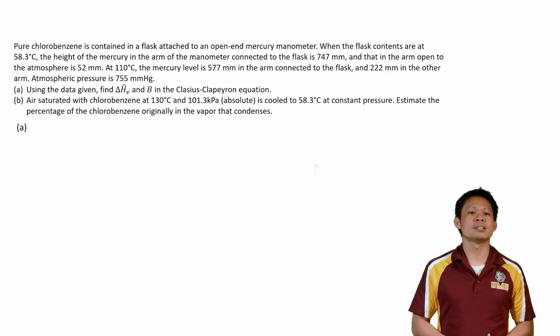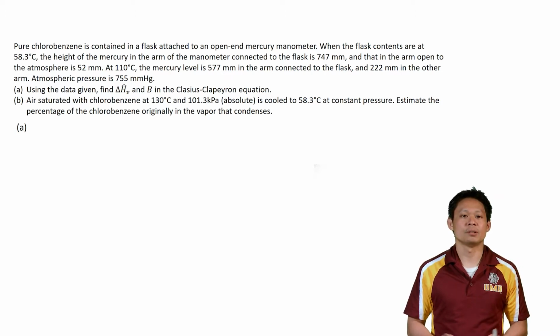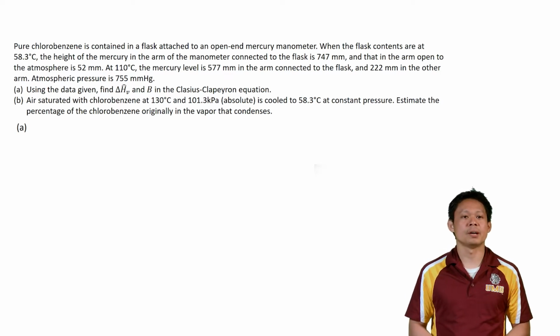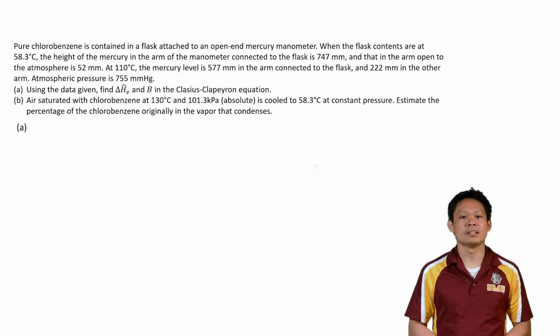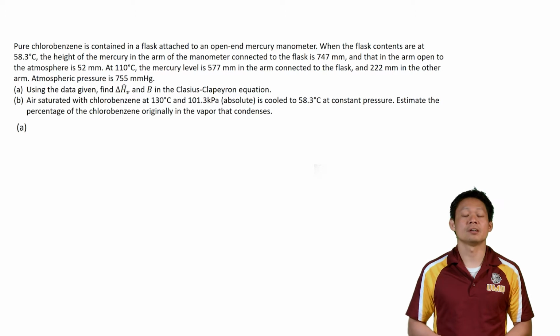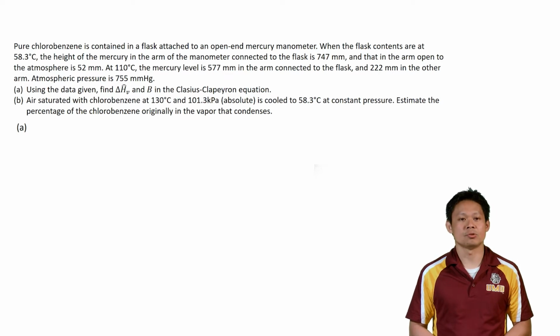In part A, we are just asked to find the constants in our Clausius-Clapeyron equation, our latent heat of vaporization, and this equation constant B. And part B requires us to solve material balance problems, where now the air that is saturated with chlorobenzene at a particular temperature and pressure, we're going to cool down in this condenser to 58.3 degrees C. So some of the chlorobenzene is going to condense, and we want to estimate the percentage of this chlorobenzene that is condensed in that stream.